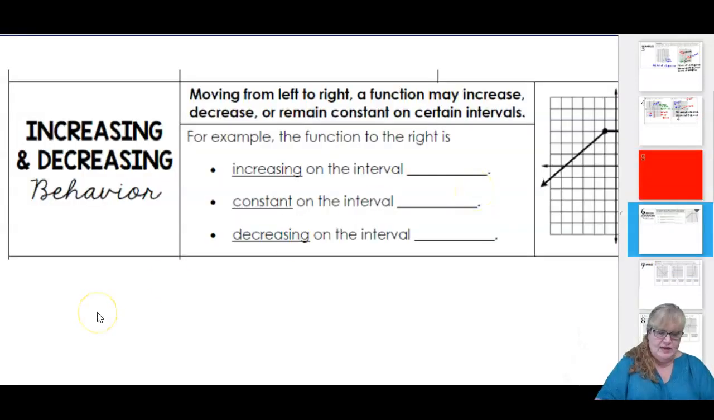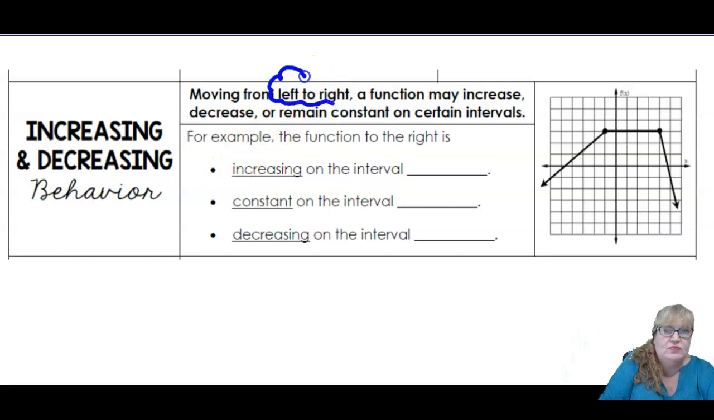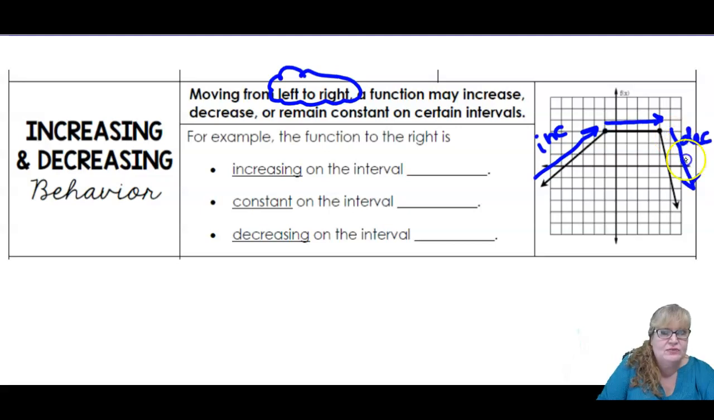All right, so for the second half of the video, increasing and decreasing. This is really pretty easy because you just think of it as moving left to right. You always, always, always read the graph from left to right. So as I go along this graph, even though the arrow is pointing down, as I go from the left to the right, the y values are increasing, then they stay constant, and then as I continue off to the right, the y values are decreasing or going down.